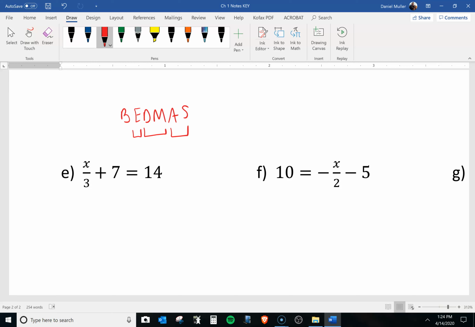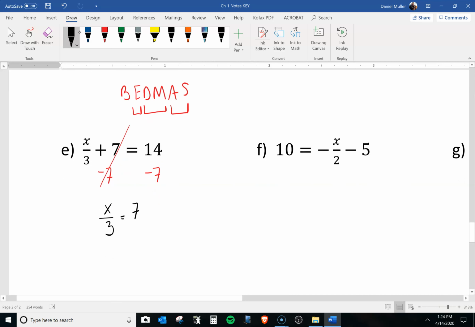So I like the order things are written. The x is first, then the number. So I will get rid of the addition by subtracting 7 and 7. So those are gone. So I have x over 3 is equal to 14 minus 7, which is 7.